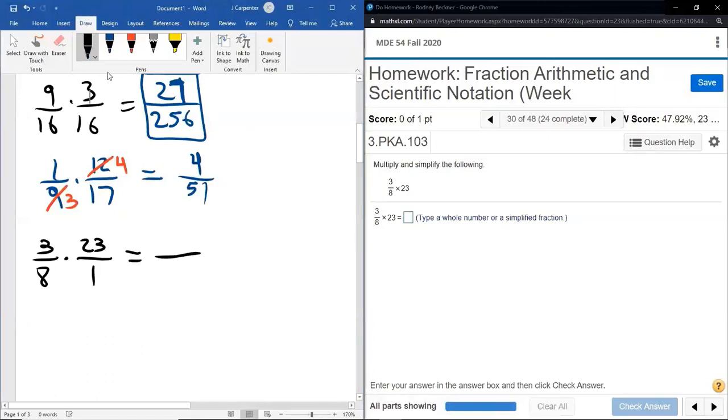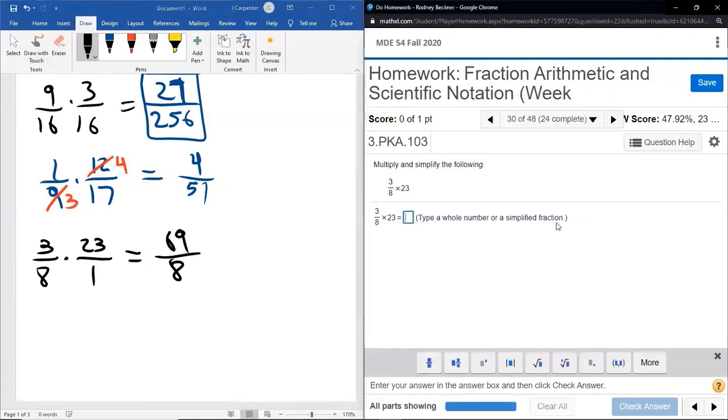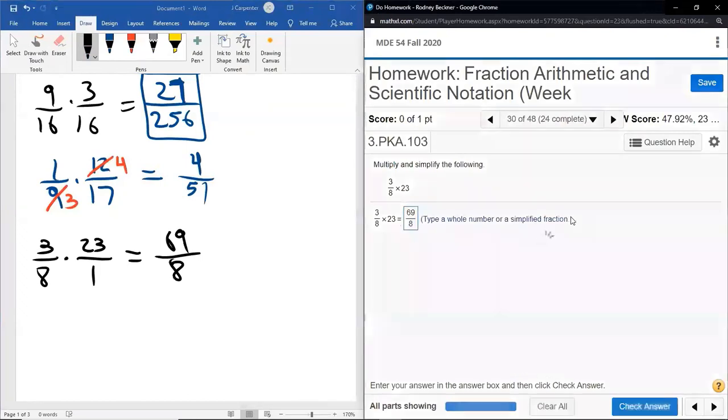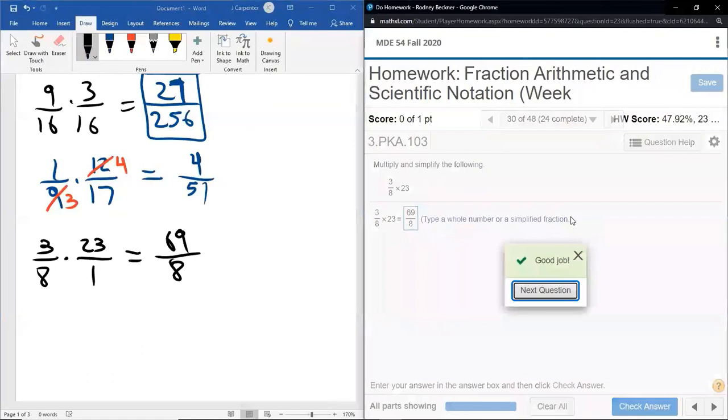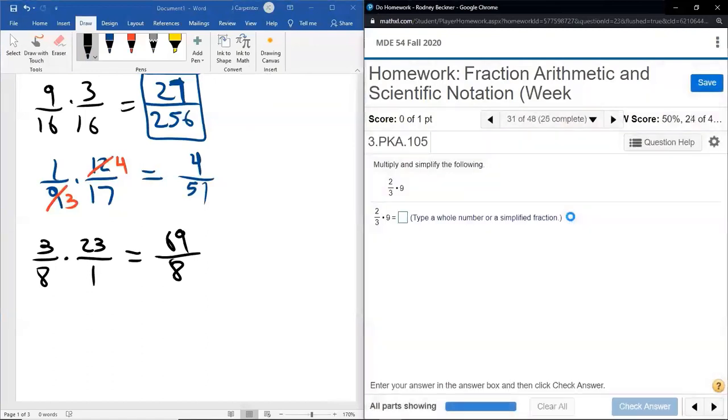Nothing's going to reduce. The 8 times 1 is easier, so we'll do that first. It's 8. Then it's 23, 46, 69. So 69/8. They say to type a whole or simplified fraction. We've already learned that they would probably take a mixed number, but I'm not going to do that conversion because it's just more time, effort, and more mistakes to make.